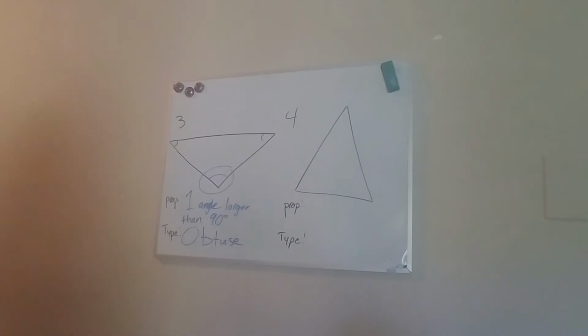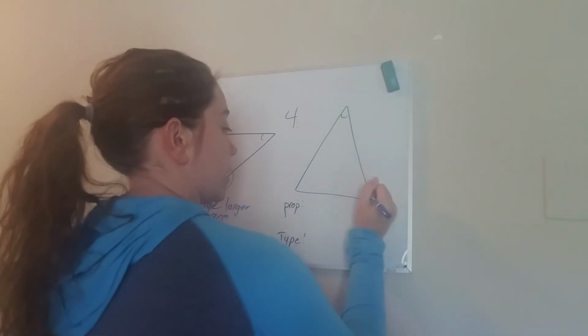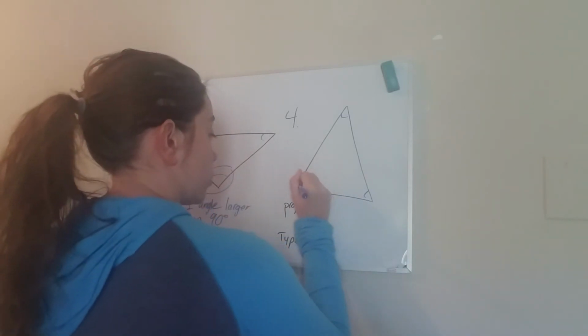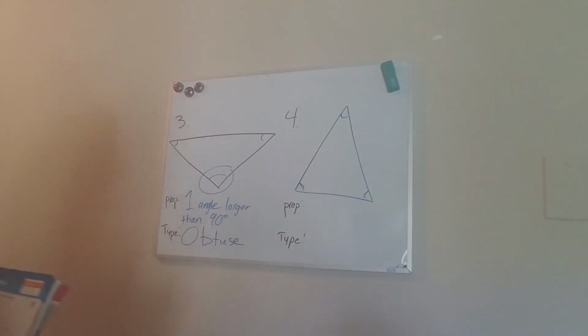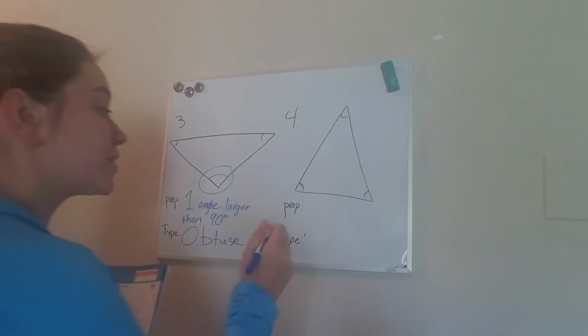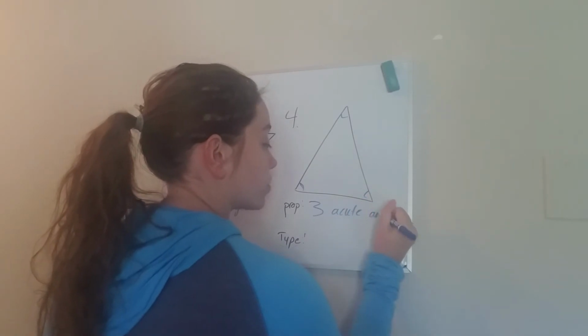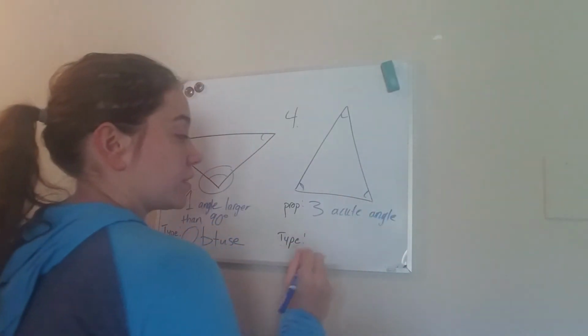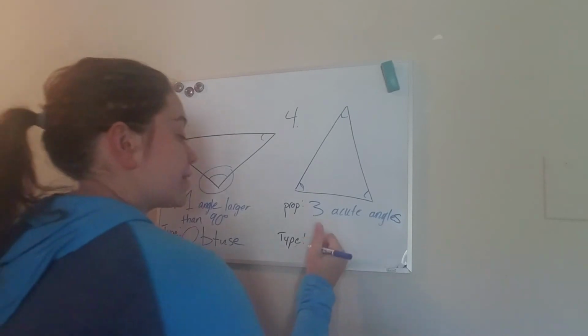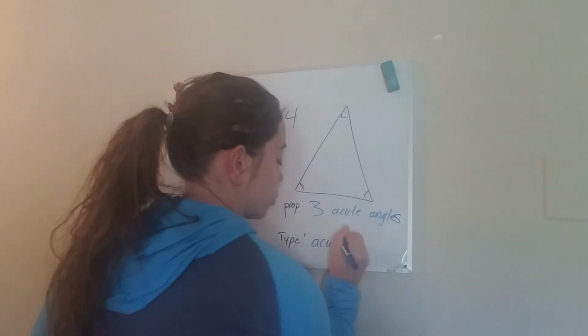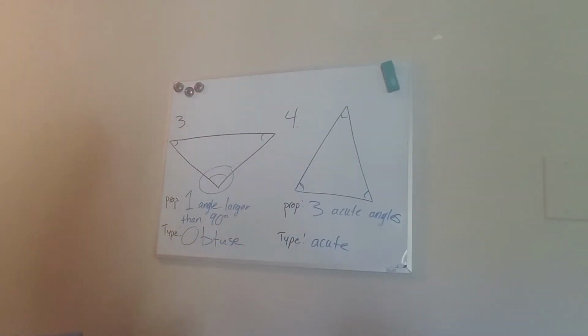Okay, now look at number 4. Draw your little arcs and see what kind of angles we have here. Do we have any right angles? No. Do we have any obtuse angles? No. So that means we have 3 acute angles. So what kind of triangle is this? That is an acute triangle. Okay?